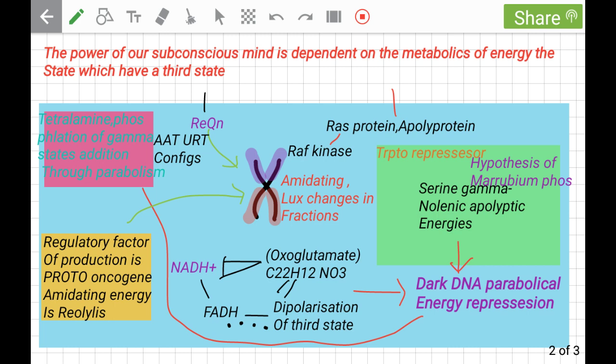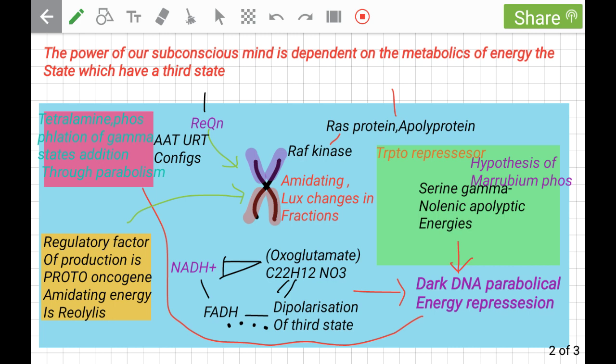So the tetralamine, which is responsible for the translocations and the energies who are responsible for the aminotransferase. It helps in alanine aminotransferase. So next is the phosphorylation of gamma states. So gamma states are the energy's highest amount. So through parabolical states it comes.